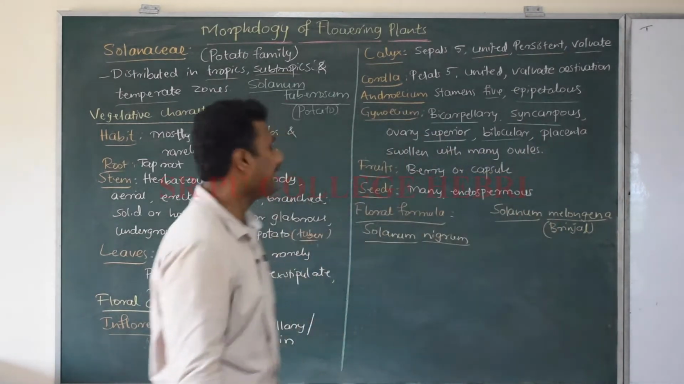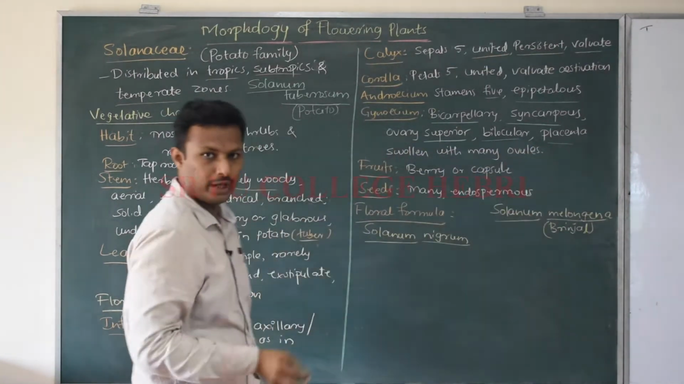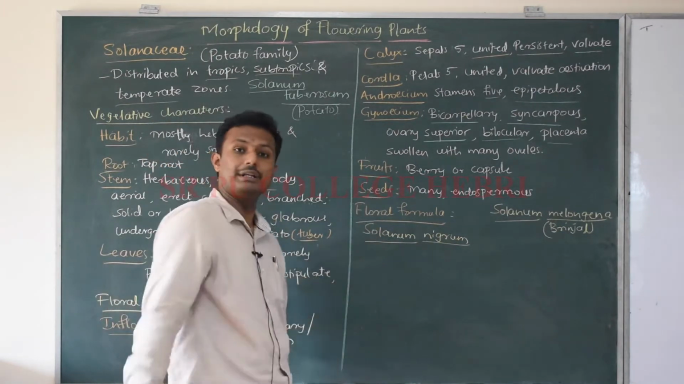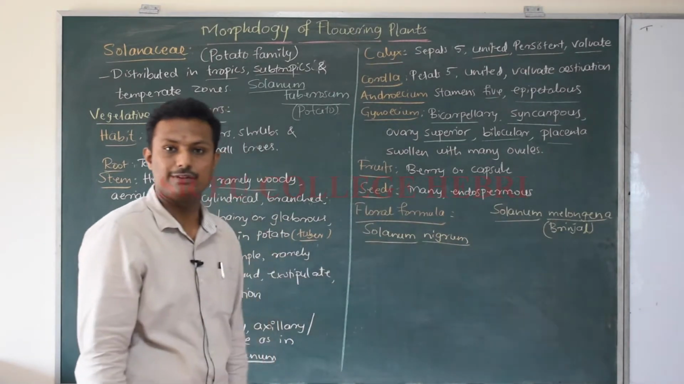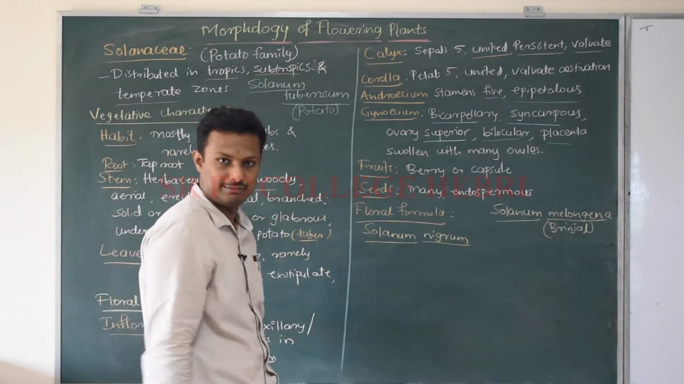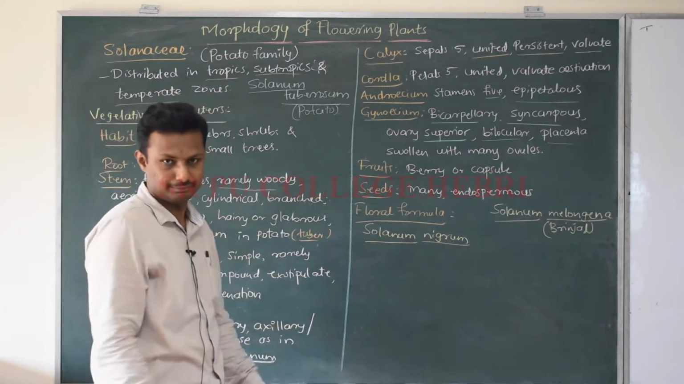And the placenta is swollen. Okay, I will show that to you in the floral diagram. The placenta is swollen and many ovules are present on that placenta. This type of placentation is called oblique placentation, that we are going to see in the diagram.